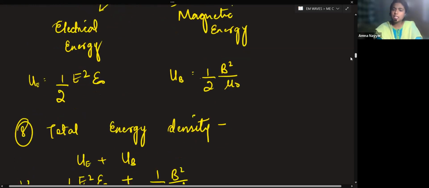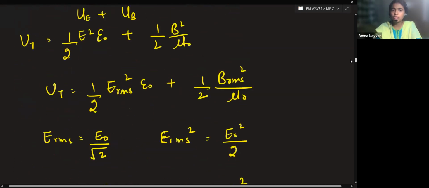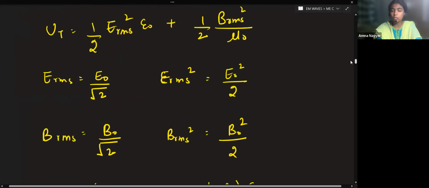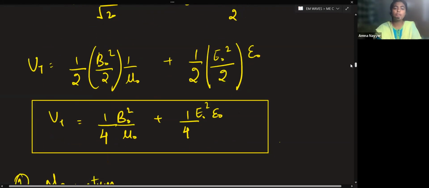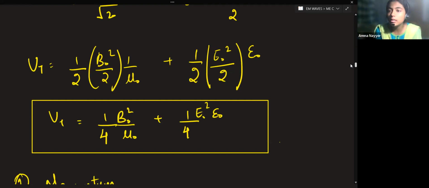Now, if nothing is mentioned, by default this value is the RMS value, the root mean square value. So if you have to find the value for the peak or maximum value of the electric field as well as the magnetic field, what is the value of the magnetic field or electric field that you should write?